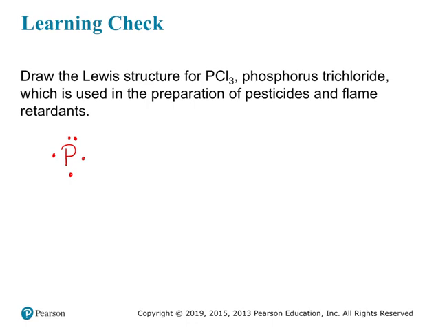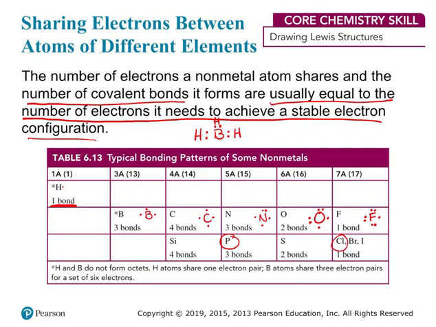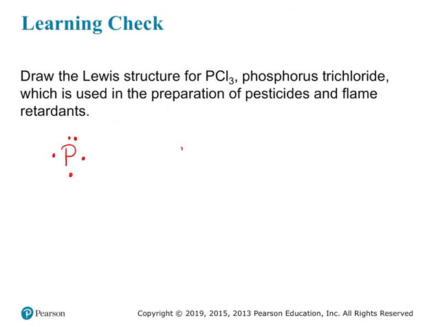And then chlorine, if we go back, is in group 7A, so it has 7 valence electrons. I'm going to put its unpaired electron off to the side there. Okay, now there are actually 3 chlorine atoms, so what we could do is try to pair up any unpaired electrons. So maybe we start drawing those chlorine atoms kind of surrounding the phosphorus atom.